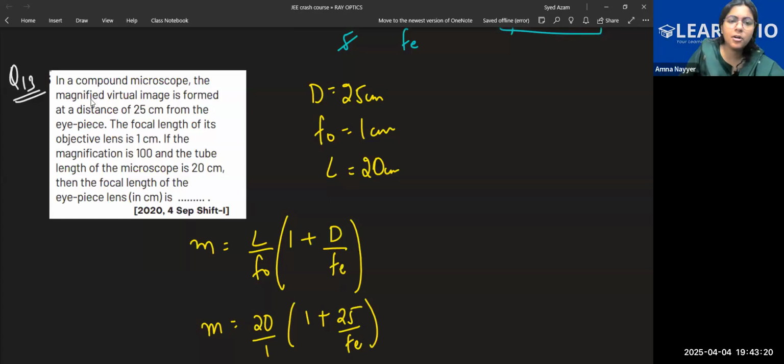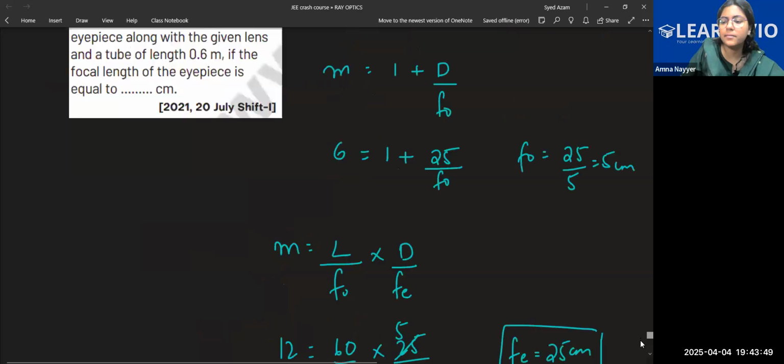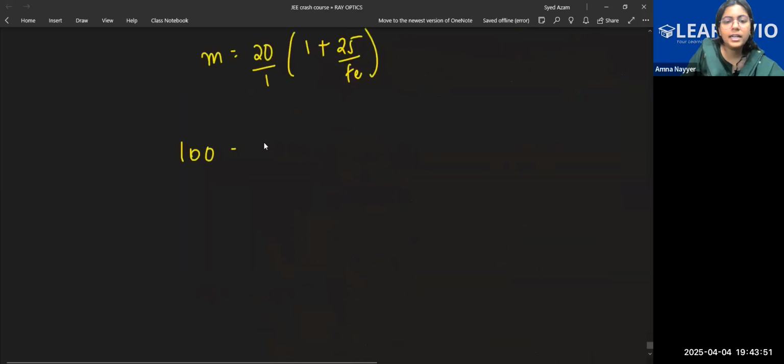In a compound microscope, the magnified virtual image is formed at a distance of 25 centimeter from the eyepiece that we have taken. Focal length of the objective is given as 1 centimeter. If the magnification is 100 and the tube length of the microscope is 20, so let's put magnification as 100. So this will be 100 is equal to 20 into 1 plus 25 by Fe.